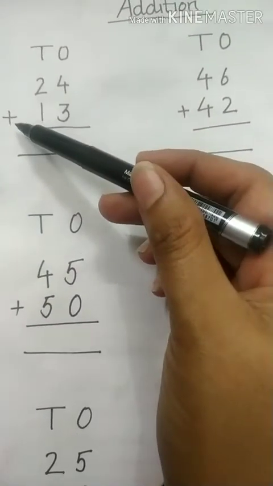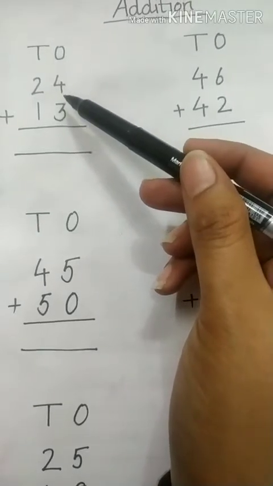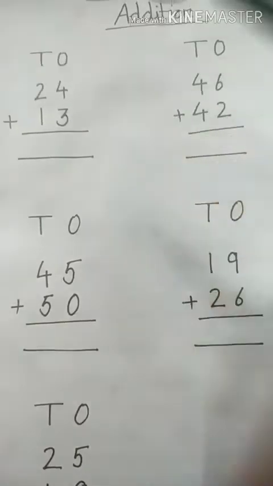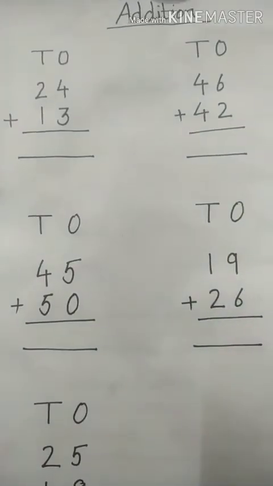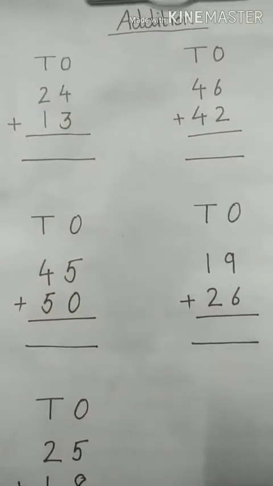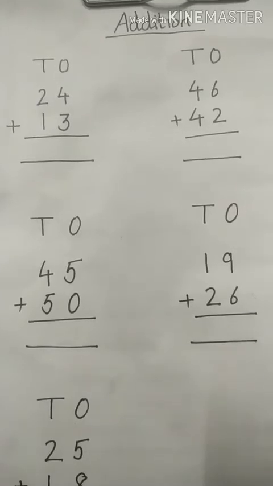We need to add them. That means what we need to keep in mind is the bigger number 4, that we will keep in mind. And then we need to do forward counting in our mind. And how many times we will do that forward counting is 3 times. So 4 plus 3 will give you how much?